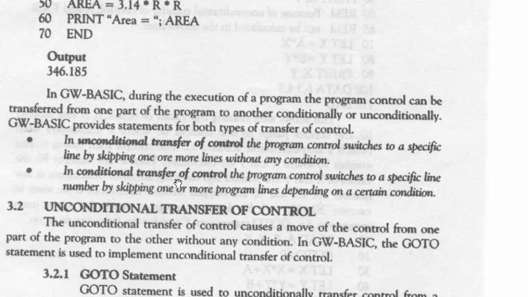In conditional transfer of control, the program control switches to a specific line number by skipping one or more program lines depending on a certain condition.